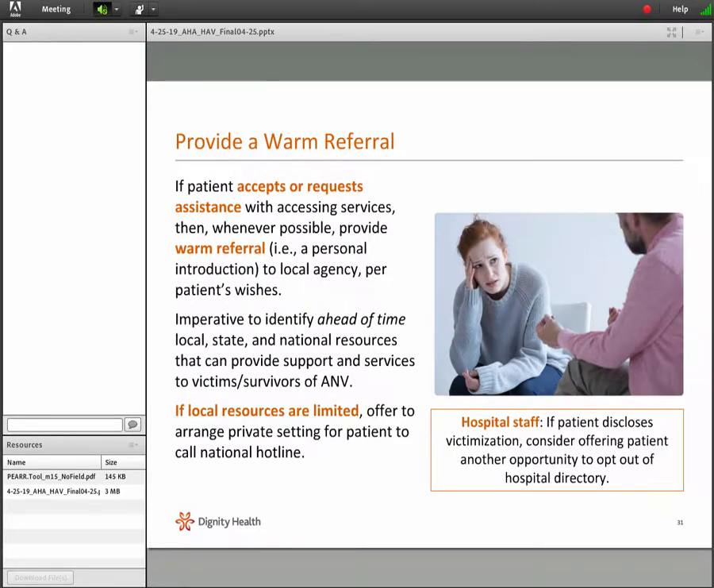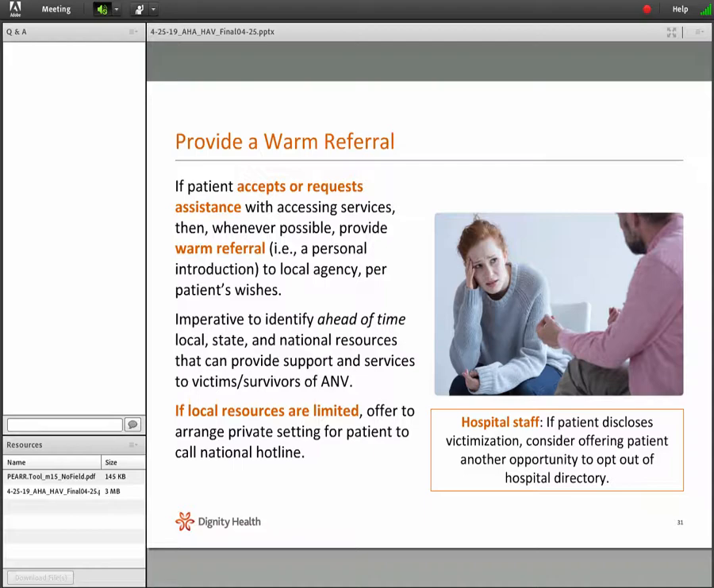If the patient does accept or request assistance, whenever possible, provide a warm referral, meaning a personal introduction to the local agency, whether it's sitting on the phone and transferring from the agency to the patient. So again, it's important to identify ahead of time those resources that are available. And page 3 of the PAIR tool offers some national hotlines, and it offers some space for you to enter information about your local resources.